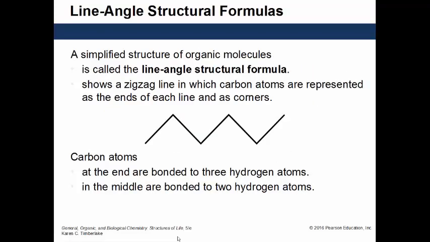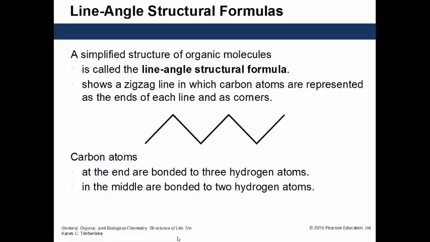Right, on the table we just saw a few slides ago, you saw on the far right side the jagged lines. This is another way to represent formulas. This is called the line angle structural formula. And this shows a zigzag line in which carbon atoms are represented at the ends of each line. So for something like this, each point on that line, or each segment, is considered to have a carbon. So for this one, there would be 1, 2, 3, 4, 5, 6 carbons. This is how you would represent a hexane.